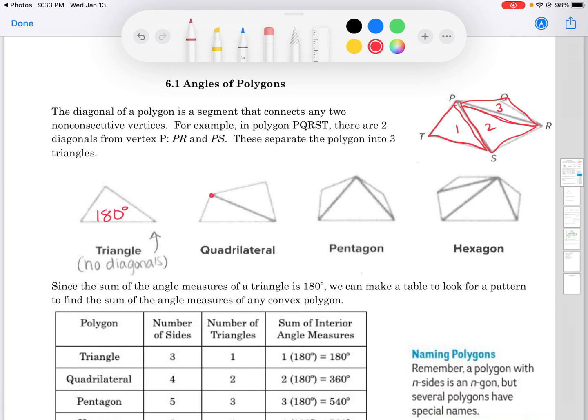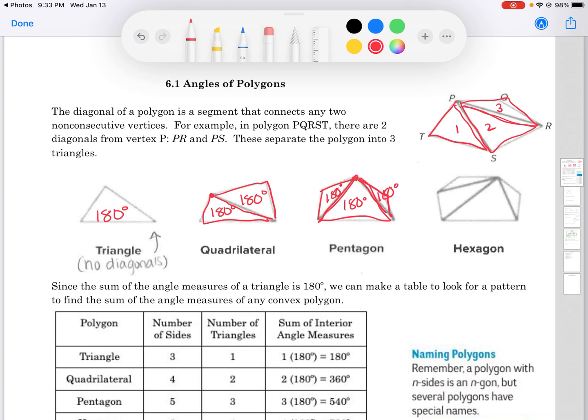With our quadrilateral, from this point, I can only draw one diagonal, so that gives us two triangles. This triangle has 180 degrees in it. This triangle has 180 degrees in it. With a pentagon, a five-sided figure, we have two diagonals that can be drawn. Again, we have one triangle here with 180, one triangle here with 180, and one last triangle here with 180.